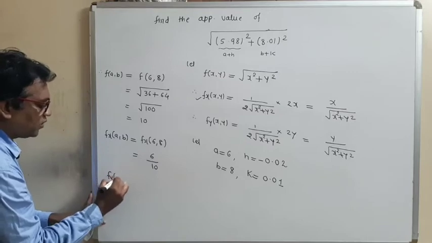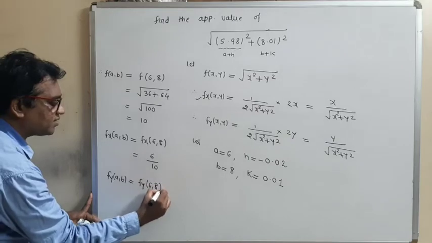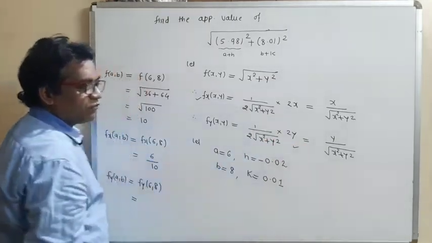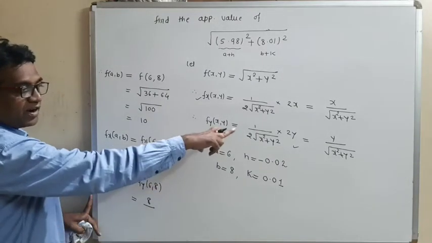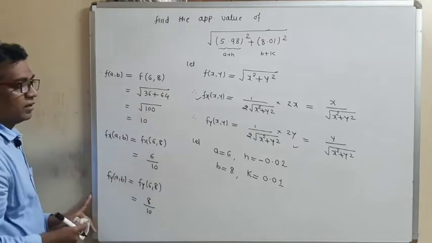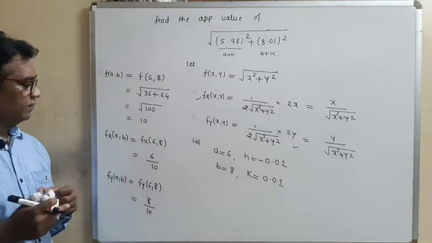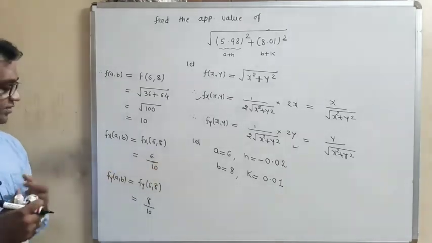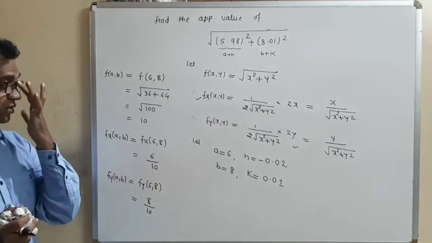Find the next value, fy at (a, b), which is fy at (6, 8). From this function fy, y is 8 divided by the same square root, which we have found to be 10. So these are the 3 values. f at (a, b) is 10. We have found fx at (a, b) is 6 upon 10, which is 0.6. And we have found fy at (a, b) is 8 upon 10, which is 0.8.